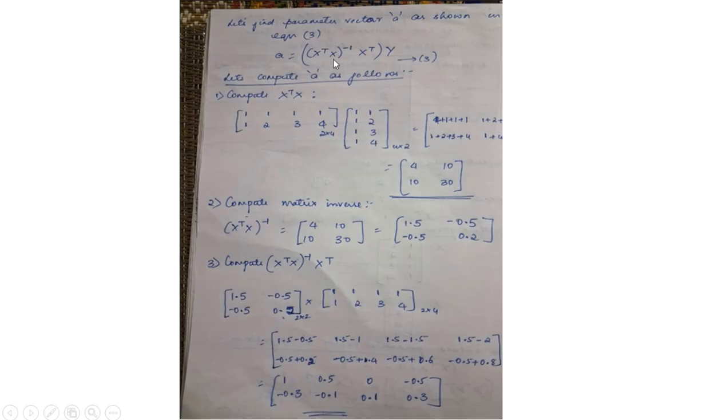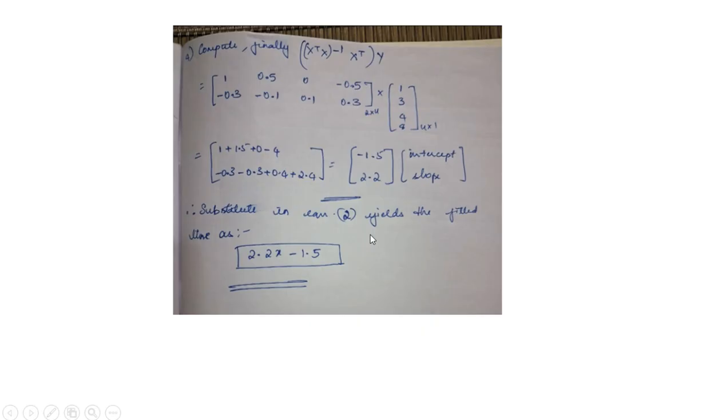Now third step, x transpose x whole inverse into x transpose. So this is your x transpose x whole inverse, multiply that with x transpose, do the matrix multiplication, you get this answer. Now fourth step, whatever you got in step 3, multiply that with y. We already found x transpose x whole inverse into x transpose in step 3, multiply that with y. So when you multiply, you will get a 2 cross 1 matrix, 2 rows 1 column. So minus 1.5 is the intercept, 2.2 is the slope.